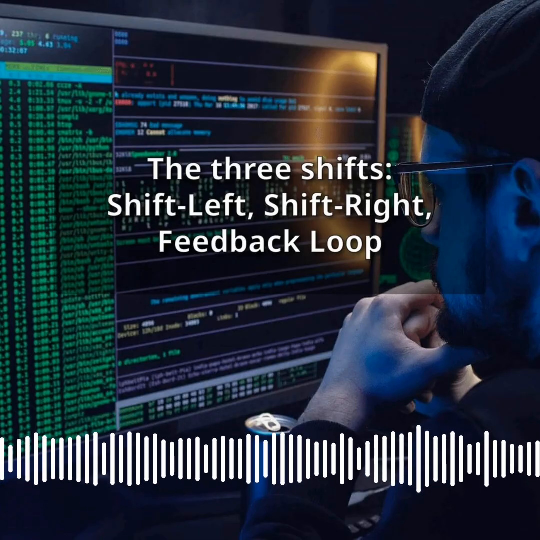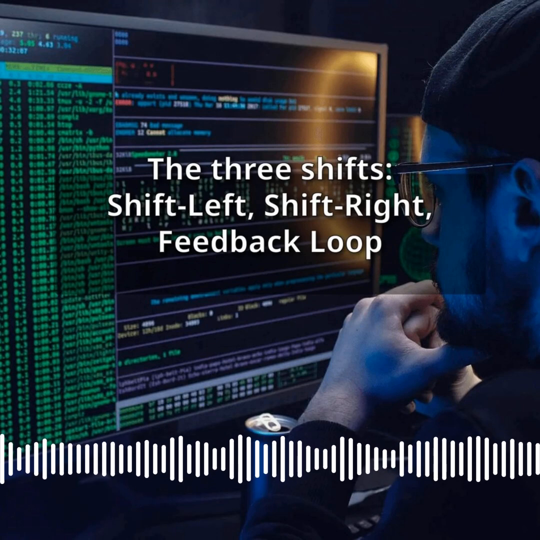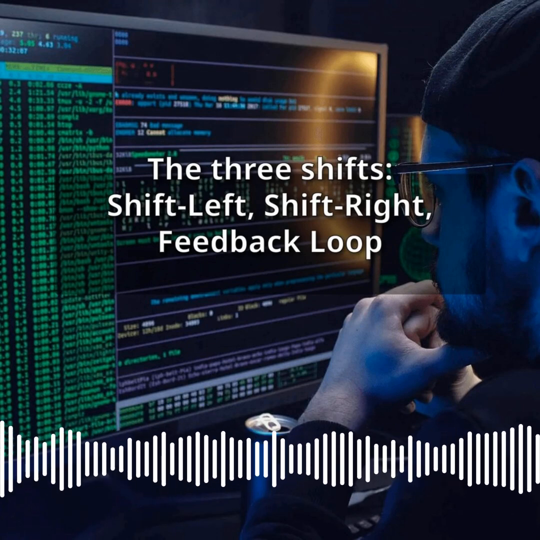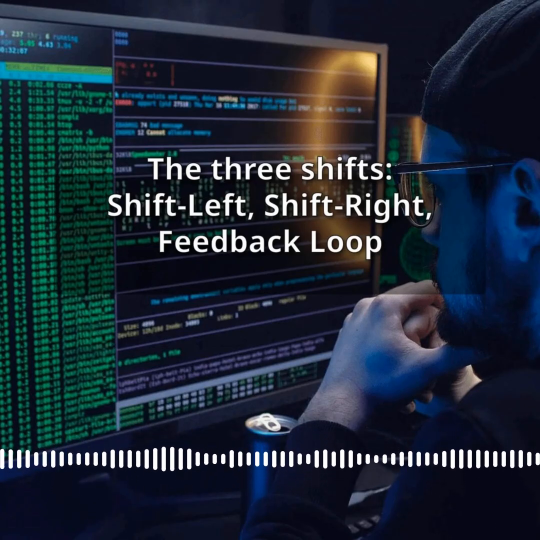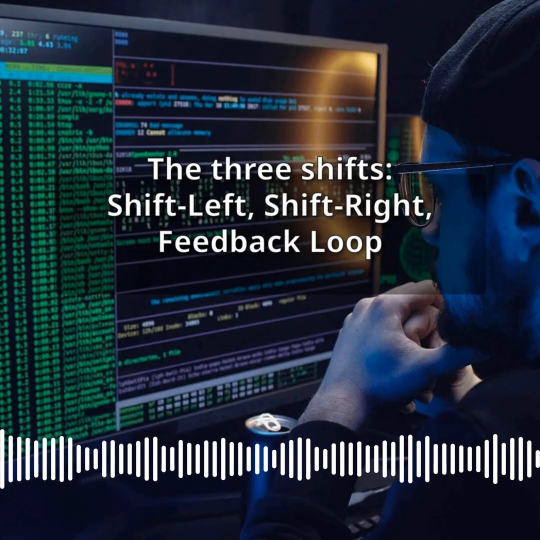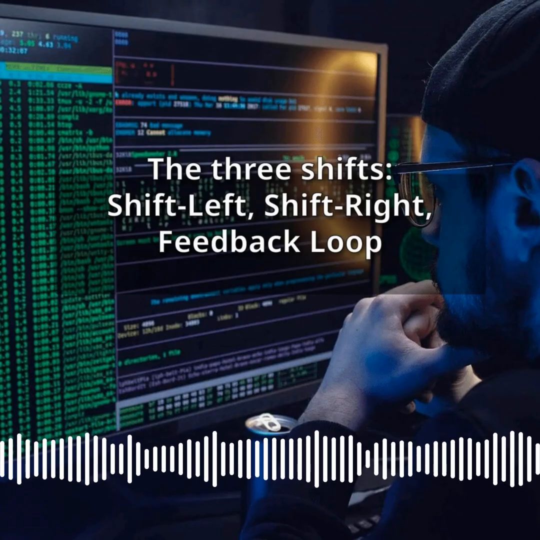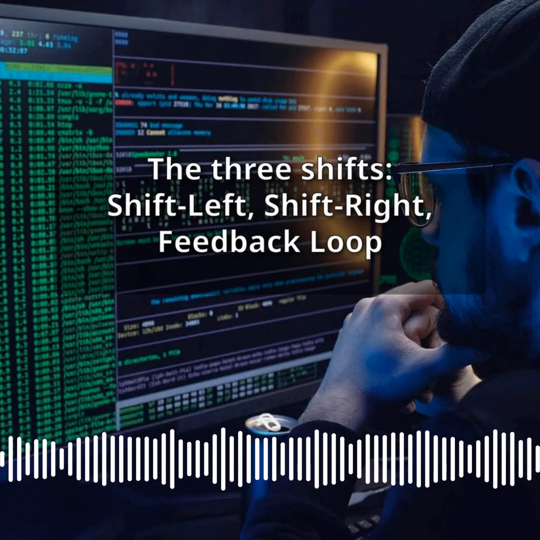Shift right is based on the recognition that no matter how thorough pre-deployment testing is, real-world conditions always introduce factors that were not anticipated. Real users behave in unexpected ways. Infrastructure configurations in production differ subtly from test environments. Attackers find creative combinations of weaknesses that automated scanners never predicted. Therefore, actively monitoring and testing security in production is not a sign of failure. It is a deliberate and mature strategy.